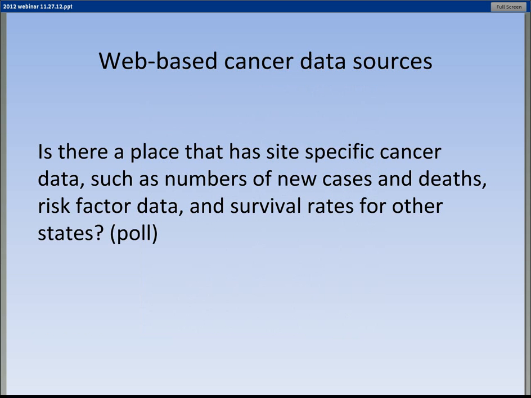Okay. And now that we've gone through the Iowa data, I also have people that ask, is there a place that has site-specific cancer data, such as the numbers of new cases and deaths that we just went through for Iowa, and where you can get risk factor information and survival rates for other states other than Iowa? I was wondering if you know of any places, if you have used sources where you go for other state information, you can go ahead and type in your answers there.